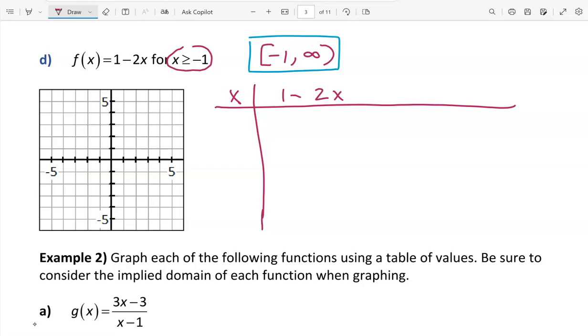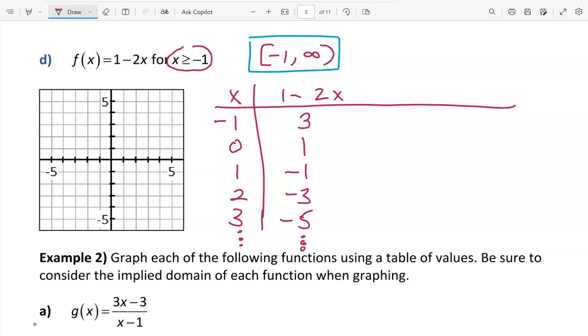And I need to make sure that my x values start at -1 and get greater. So 0, 1, 2, 3, etc. So 1 minus 2 times -1 is 3. 1 minus 2 times 0 is 1. 1 minus 2 times 1 is -1. 1 minus 2 times 2 is -3, and 1 minus 2 times 3 is -5. And I'm going to draw a dot, dot, dot here because x goes beyond 3. We're just not going to include all those values in our table.